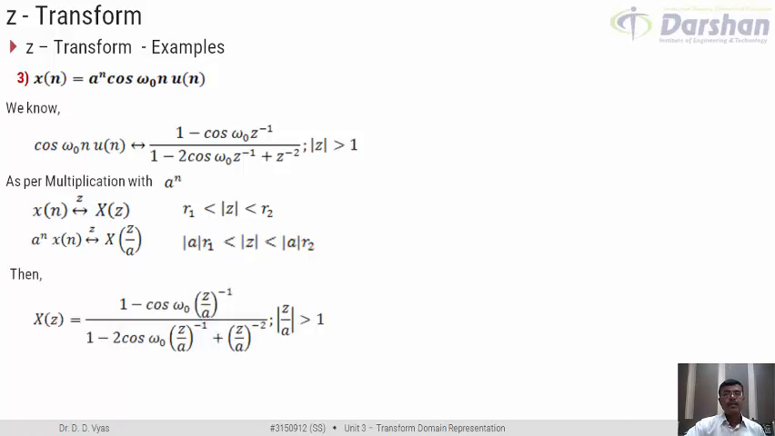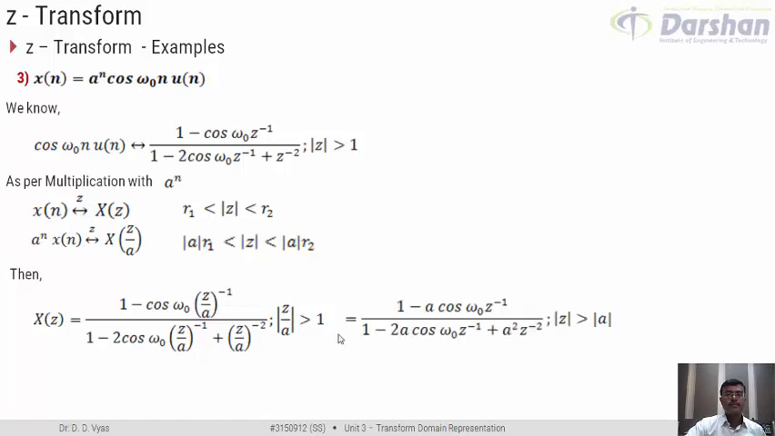Yes? So now if we try to find the Z transform of x of n, then in this Z transform pair, wherever z occurs, I have to substitute z with z divided by a. So I write 1 minus cos omega 0 (z divided by a) inverse upon 1 minus 2 cos omega 0 (z divided by a) inverse plus (z divided by a) raised to power minus 2, and in ROC also I write mod z divided by a greater than 1.